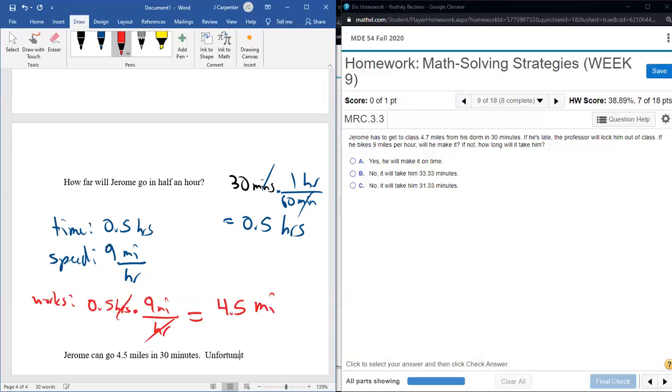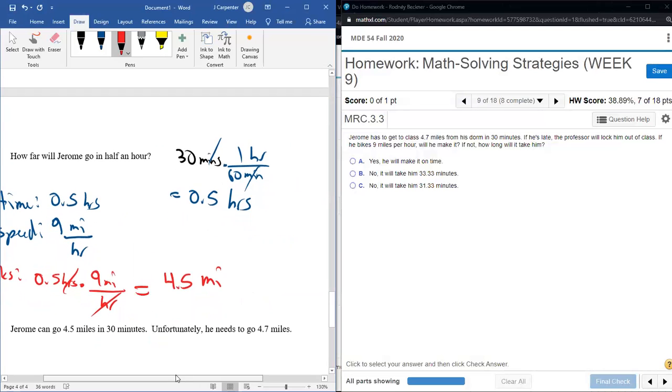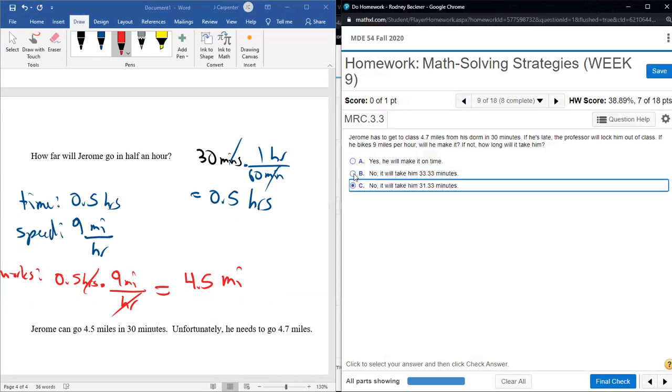Fortunately, he needs to go 4.7 miles. So no, he's not going to make it on time. So yes, he will make it on time is not the answer. They say no or no. Well, uh-oh. I don't see either of these answers in here anywhere. So what that means is we got to do some different math. So we know he can do 9 miles an hour, but it wasn't fast enough.